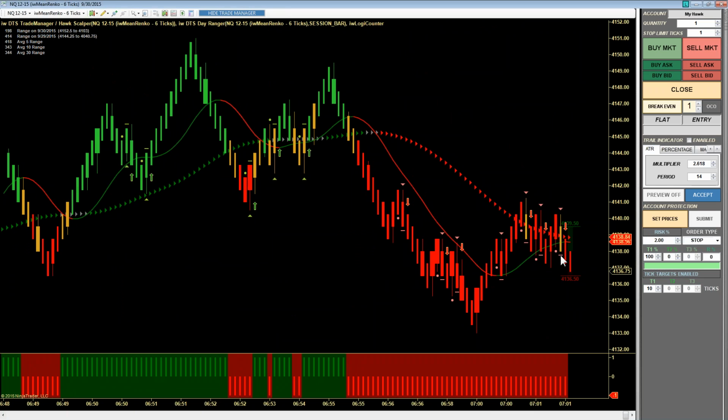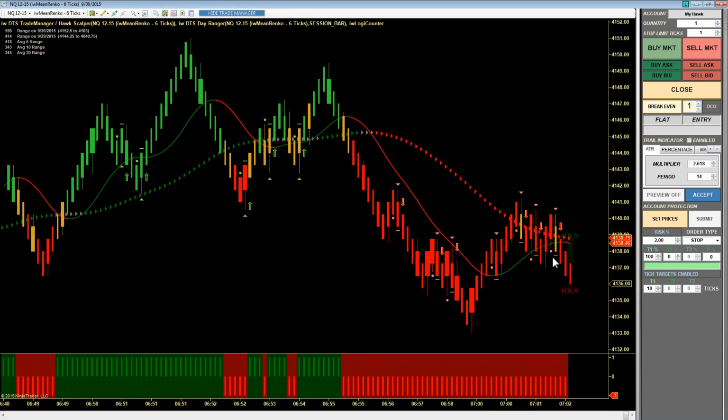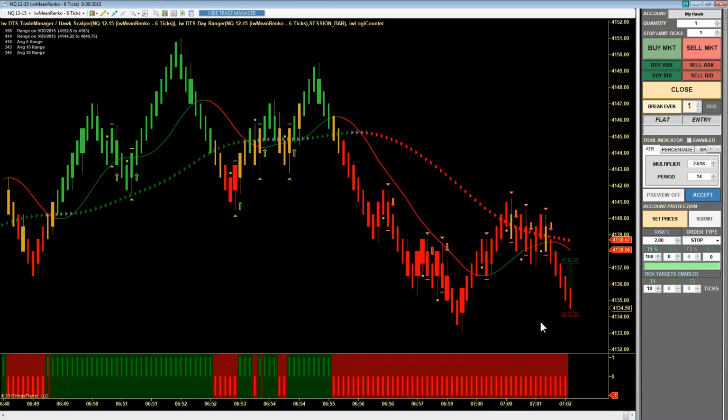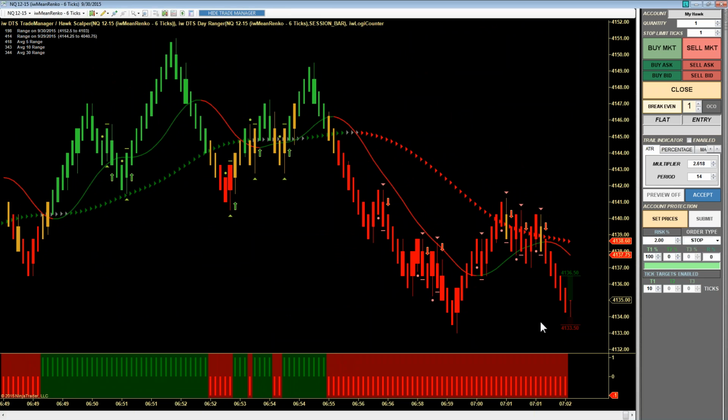Remember, your triangle and your hash mark is really just a suggested entry. You don't have to enter right on the hash mark if you don't want. Yeah, too bad that yellow bar got in there. It looks like it did have enough follow through at least to get to our first profit target.